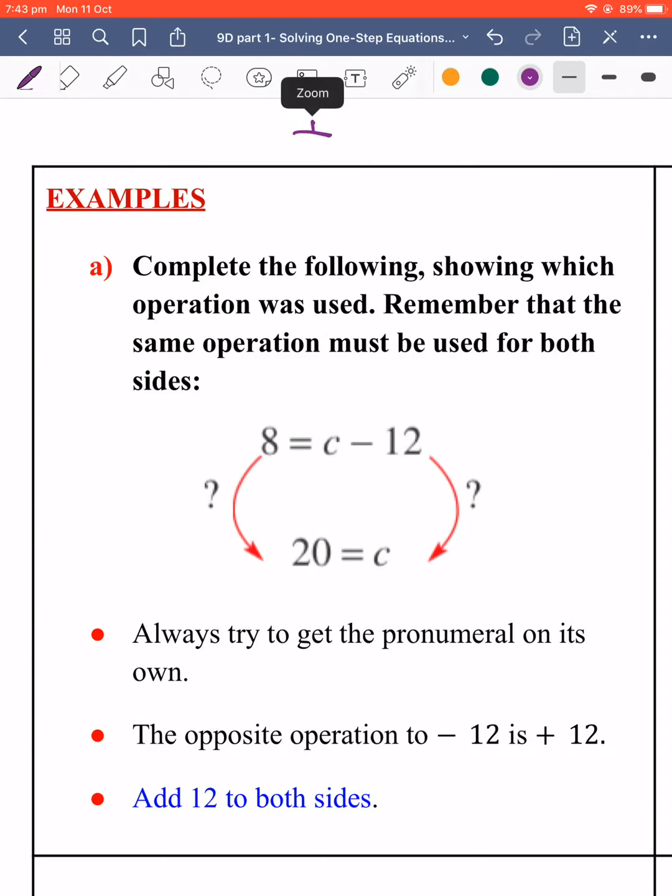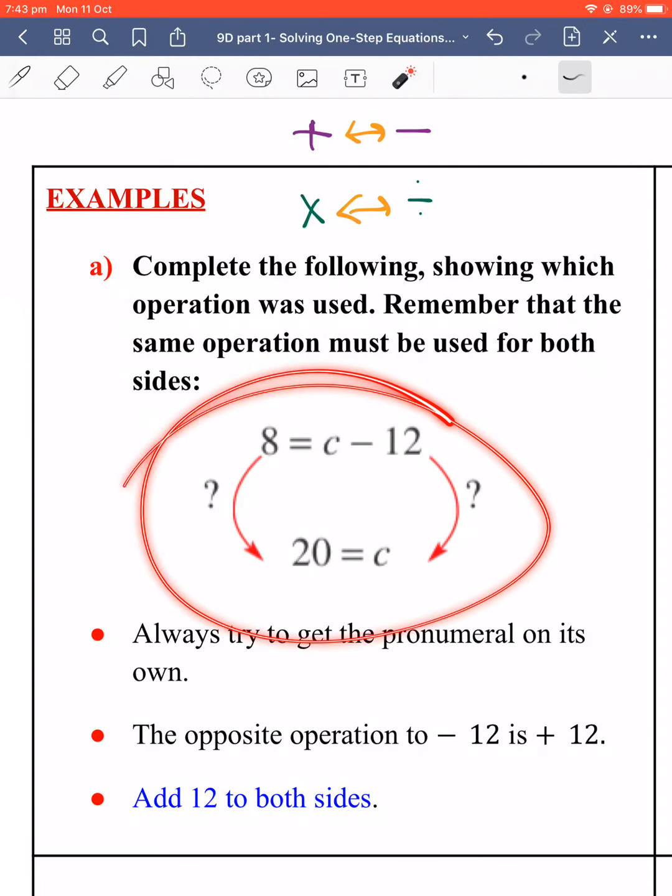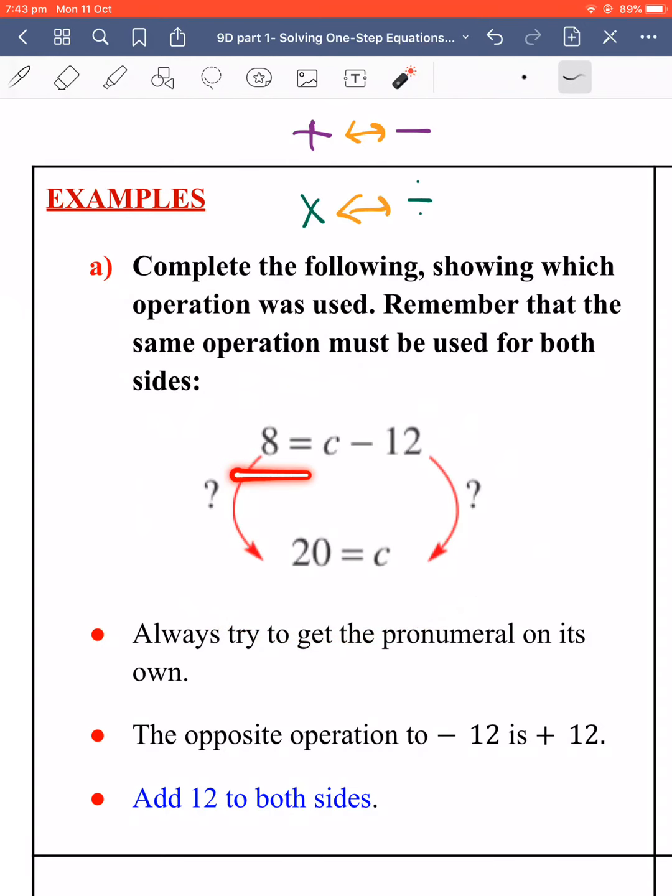So if it's plus, we're going to use minus. If it is multiply, we're going to use divide. I like to write that for myself as just a little reminder and put the arrows in between, because then I can always see it visually and then go from there. So having a look at this type of question, what you're essentially doing is seeing what's different between this line to this line. And remember, the goal of answering these types of questions is to get this by itself.